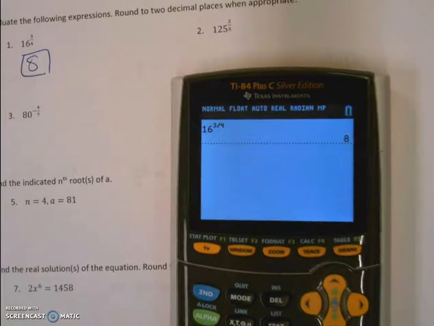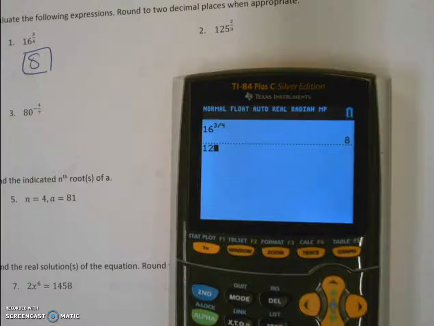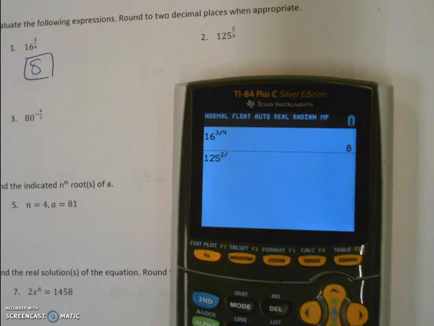I'm going to do the same thing for number 2. I'm going to do 125 to the 2/3, and I type that in and enter. This one's also perfect, so it's 25.